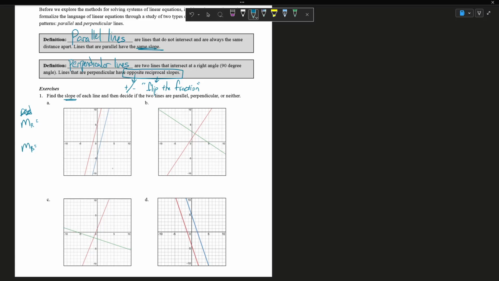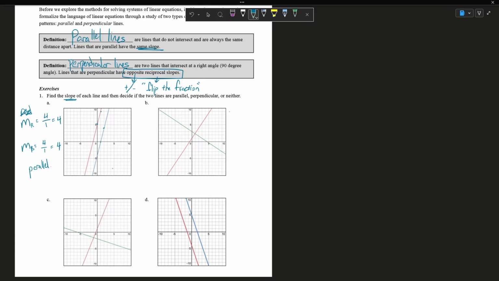For the red one, I'll pick this point right here and this point right here. My change in y is up 1, 2, 3, 4, and over 1. So 4 over 1, or 4. For blue, I'll pick this point and this point. I also go up 4 and over 1. 4 over 1 equals 4. So these are parallel because they have the same slope.